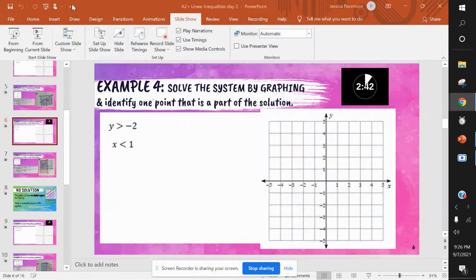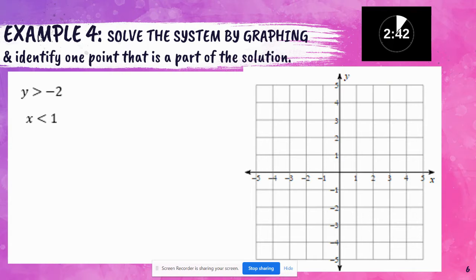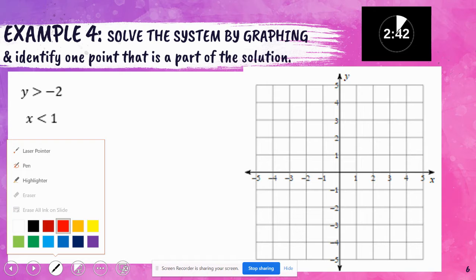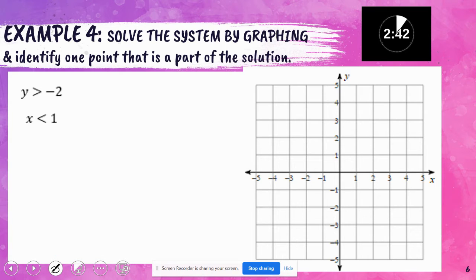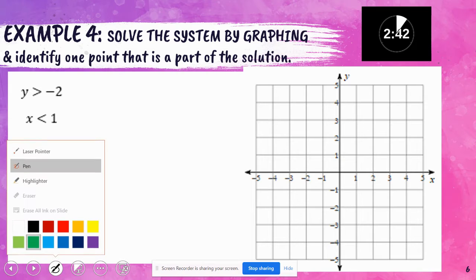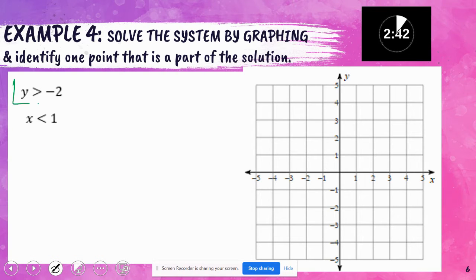Hello, friends! What we're going to do for this example is solve the system by graphing. So the system of inequalities that we're working with right now is y is greater than -2 and x is less than 1. And we've got our xy grid on the right hand side.